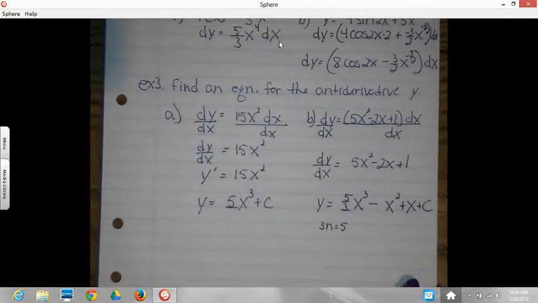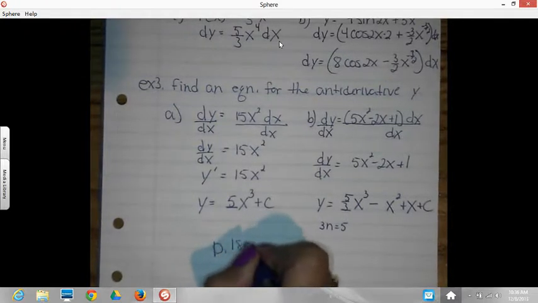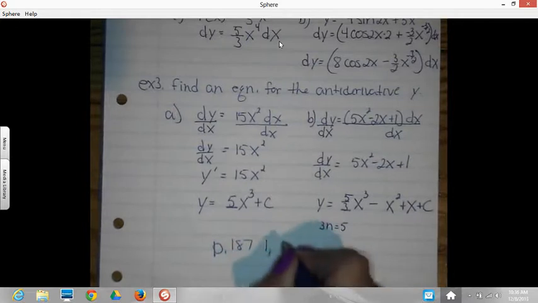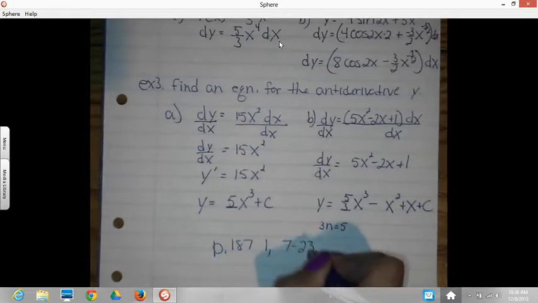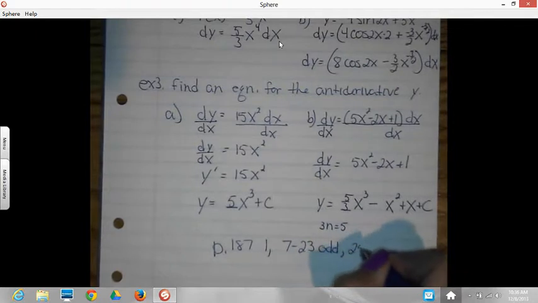Your assignment is going to be page 187, numbers 7 through 23 odd, and 25 to 39 all.